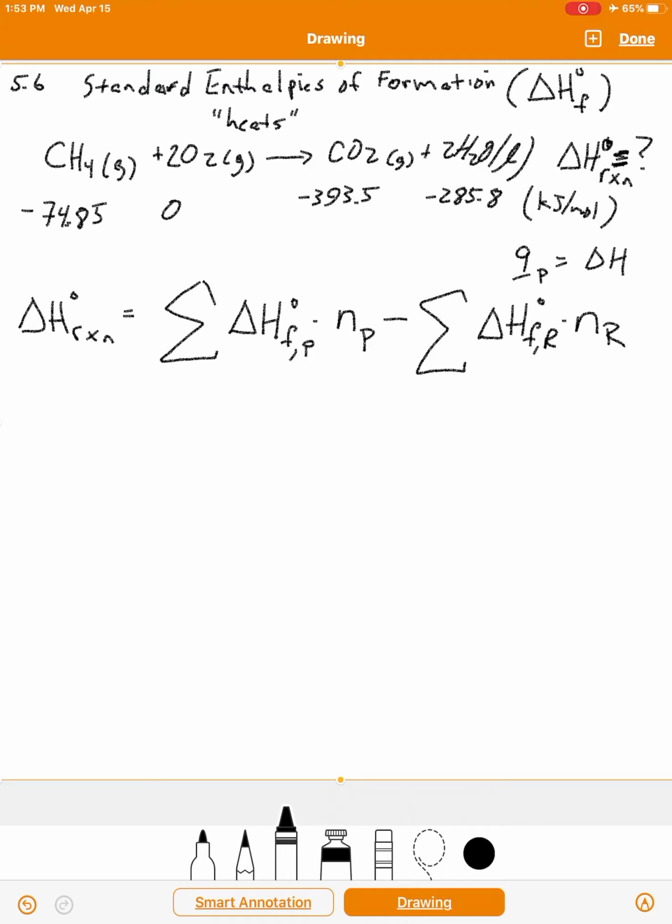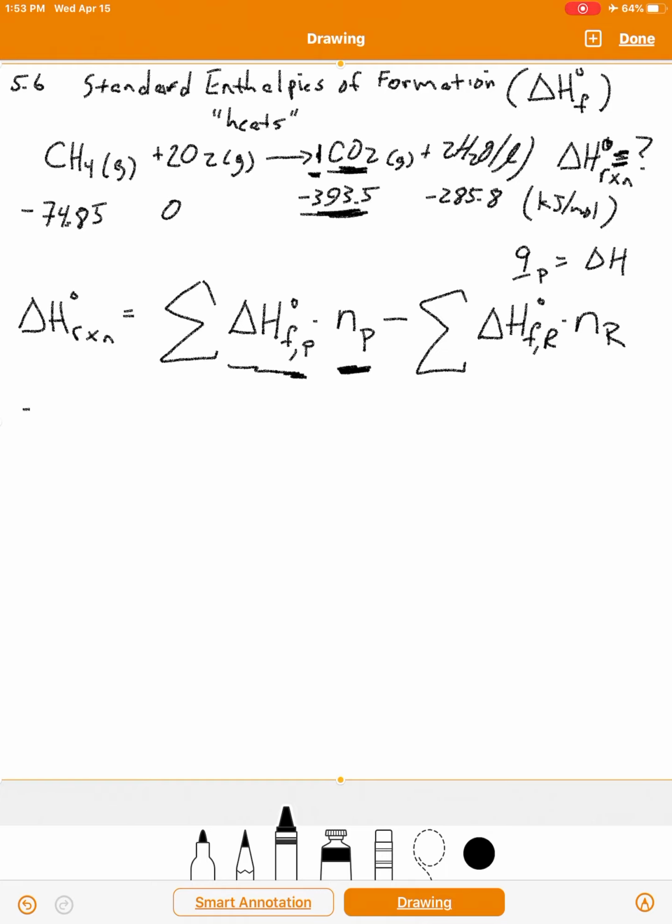Equation 5.18 and equation 5.19. This is the more general way that this equation is shown. Now, let me show you how we do this. What this says is, you take the heat of formation of the first product and multiply it by the number of moles of the first product. So our first product is CO2. We have delta H for it, and the number of moles is 1. The coefficient is a 1.